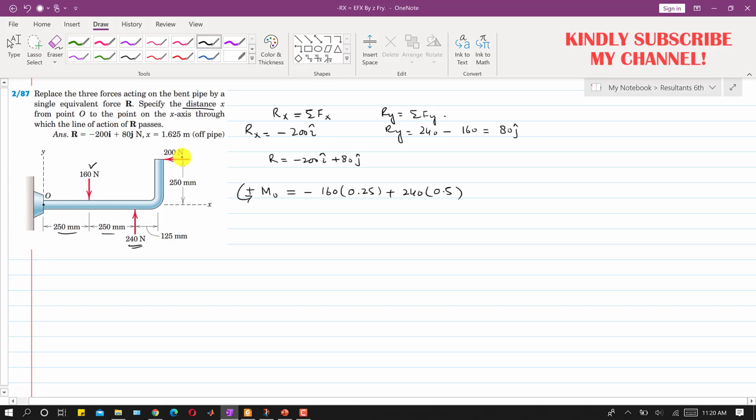Similarly, this 200 Newton force is also producing counterclockwise moment, so I will write plus 200, and its perpendicular distance from the point of rotation, point O, is 250 mm, so I will write 0.25. This is equal to 130 Newton meter, and it comes out to be positive. This means that the moment produced by these three forces is counterclockwise. So the resultant needs to produce this much moment in order to replace these three forces.